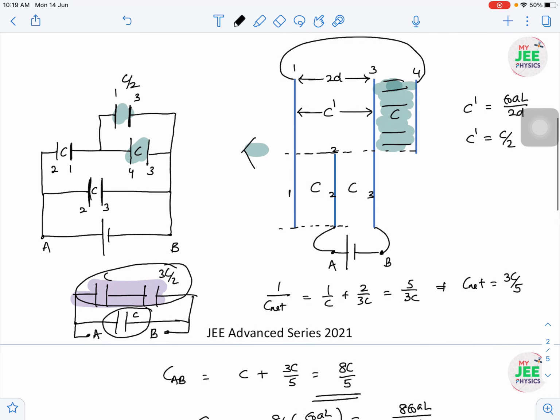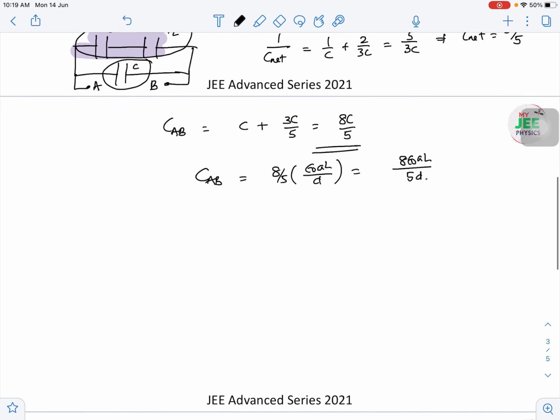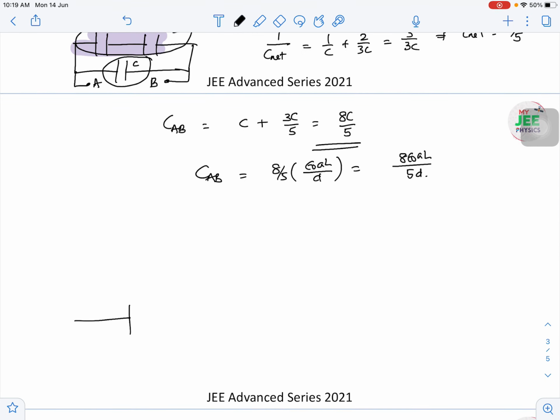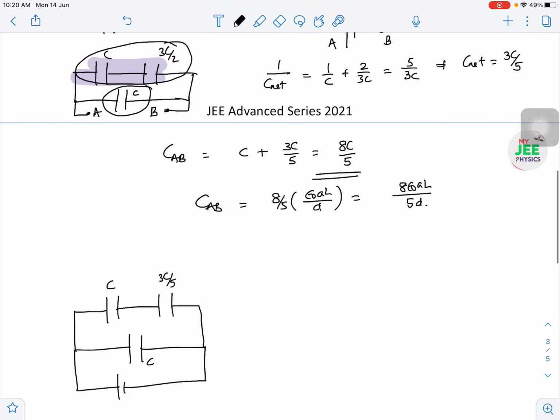So what will be the charge distribution? Suppose V is the voltage, the EMF of the battery which is connected. Then how will the charges be on the plates? So I take the same circuit. Actually charge distribution is not asked in the question, but still we are doing it. First I am taking this part. This is C and this is 3C by 5. No, sorry, 3C by 2. This is 3C by 2.